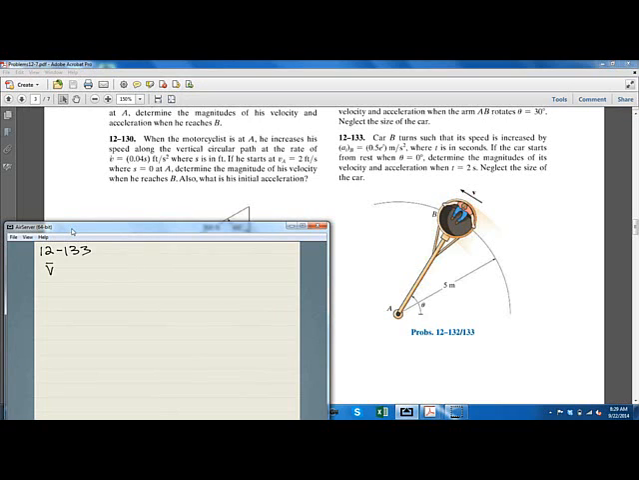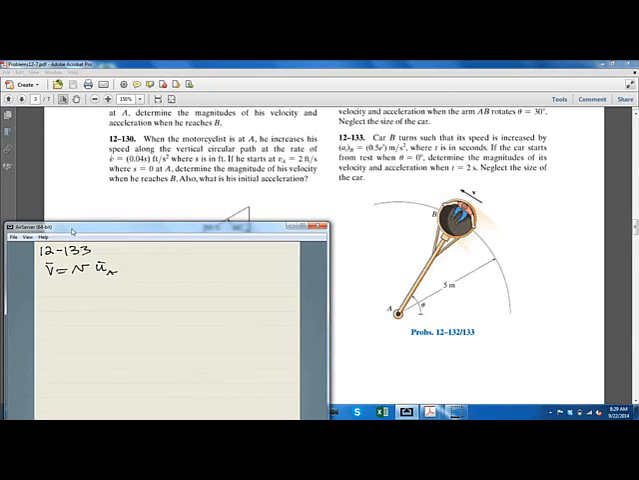Velocity equals speed in the tangent direction. What's the normal component of velocity in tangent normal? Zero. Why? Because velocity is always tangent to the path, always. Right? There is no normal velocity, only tangent velocity.